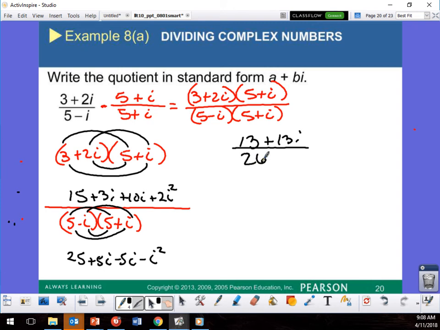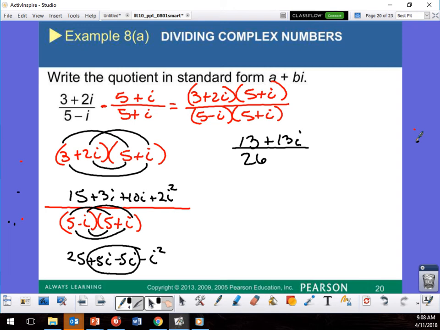Now, what happens here? They cancel. Those go away. So all this is just going to be over 26 now, isn't it? Yes. So do I now have a radical in the denominator? No. I was able to get rid of the radical in the denominator right here.